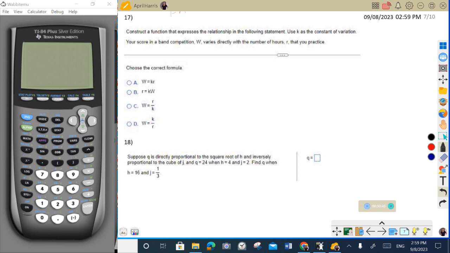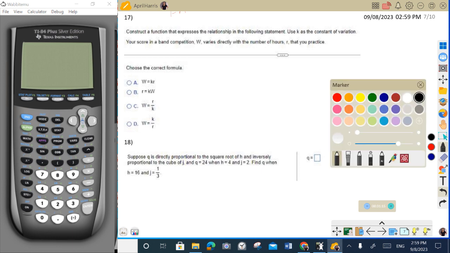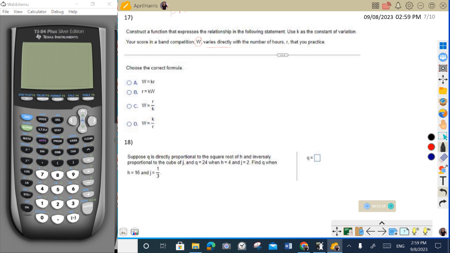I am recording. Construct a function that expresses the relationship in the following statement. Use K as the constant of variation. Your score in a band competition, W, varies directly as the number of hours that you practice. Now, varies directly means it's going direct across. So the key phrase is W varies directly with number of hours. So that's W equals K times R. If it had said varied inversely, it would have been W equals K over R. That's inversely. So direct, you just go straight across.